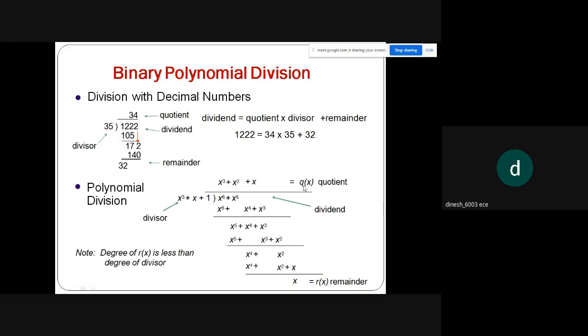And q of x is your quotient. Quotient is your q of x. Remainder is your r of x. So always keep in mind that the degree of this r of x is always less than the degree of the divisor. It should always be like this only. Degree of r of x should always be less than the degree of divisor. See that x power 3 is the divisor. Here it is x. So the degree is smaller. So this is the condition.